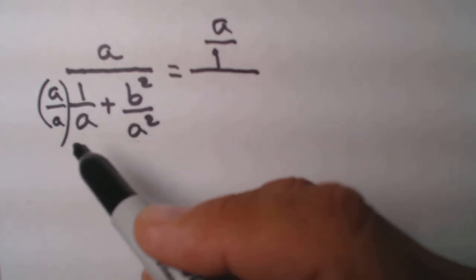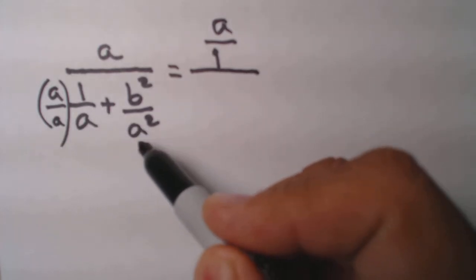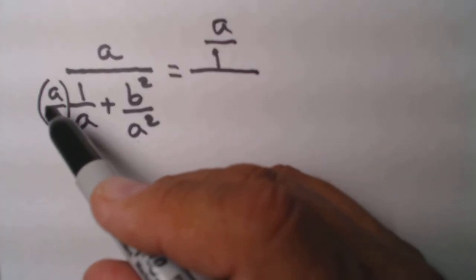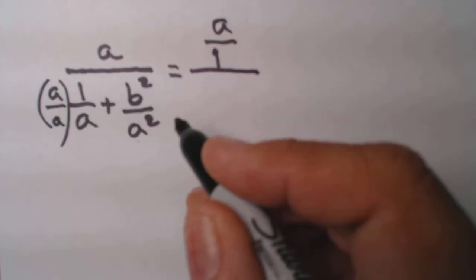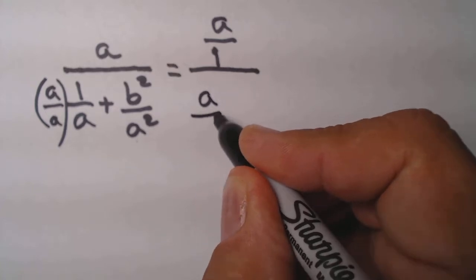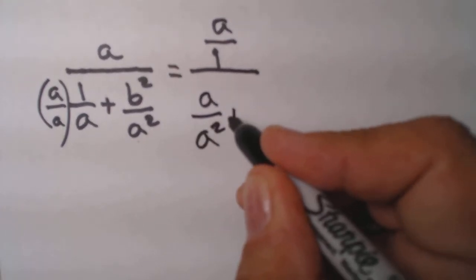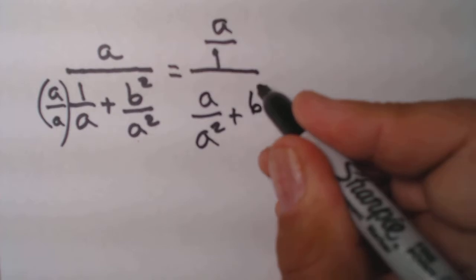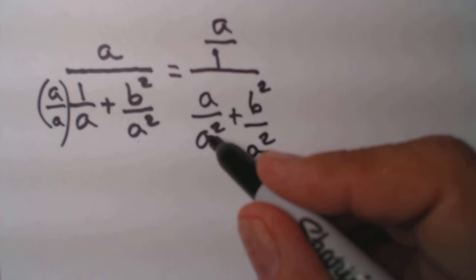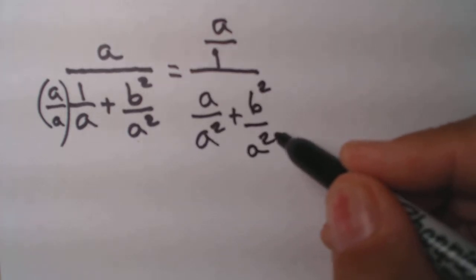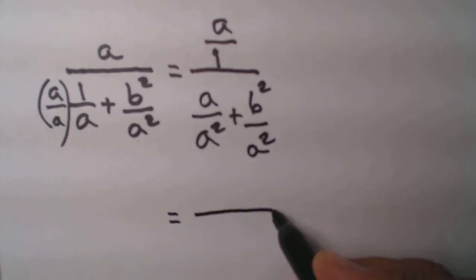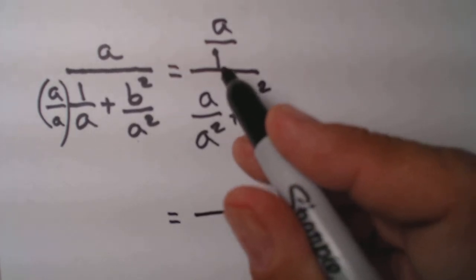Why am I doing that? Well, I want to multiply the bottom by a to get this LCD equals a squared, but I also have to multiply the top again by the same thing. Okay, so what do we end up with? Well, I have a over a squared, plus b squared over a squared. Okay, well, we have a common denominator here now. So that means, let me write it right down here, that I can now write the bottom as a single fraction. Let's not forget the top.